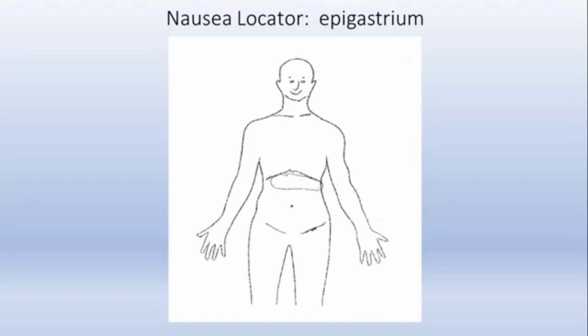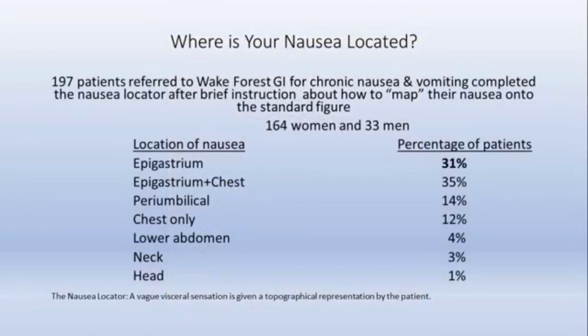But these simple diagrams help organize my thoughts and my diagnostic workup in many patients. So when we looked at 197 patients, then they filled this out, you see about a third of the patients said my nausea is in the epigastrium and chest together, about another third. And then you can see the percentages of around the belly button, chest only.